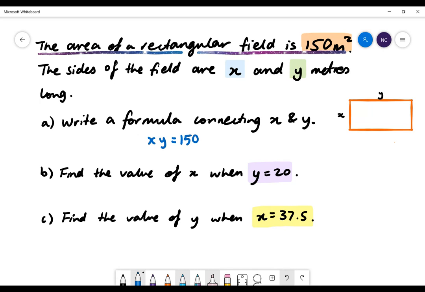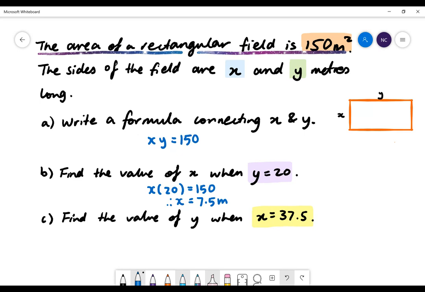B. Find the value of x when y is equal to 20. We need to substitute y is equal to 20 into the equation. To find out what x is equal to, we'll do 150 divided by 20, which will give us 7.5 meters.